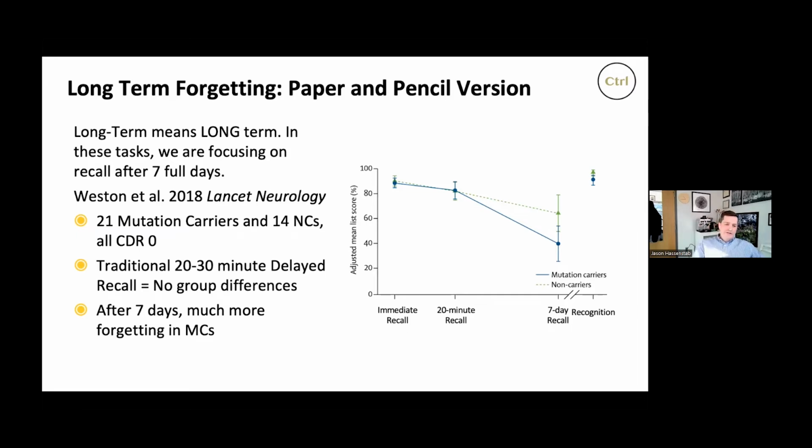But after 7 days, in this task, this is Phil Weston's group at UCL, he called them on the phone and said, hey, remember that list, remember that story? And actually mailed them a paper package that had a visual recall. Interestingly, on the list learning test, there was much more of a decay in the mutation carriers than in the non-carriers, despite having normal performance and no difference between the 2 groups in the clinic. So I thought this was really encouraging.